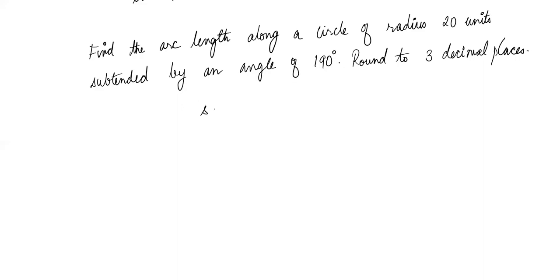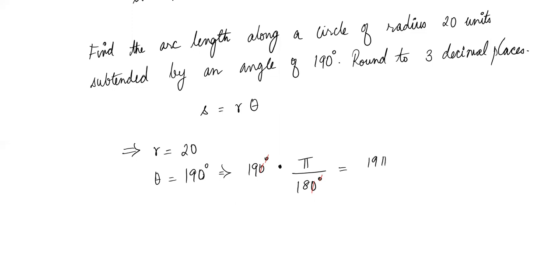So we know that the formula for arc length is S equals R theta. Remember that your theta must be in radians. So R is given to be 20 units. Theta is given to be 190 degrees, which means 190 degrees times, I need degrees in the bottom to cancel off, so 180 degrees in the bottom, and pi radians on the top. Then do the calculation. The degrees cancel off, and the zeros cancel off. So theta comes out to be 19 pi over 18.